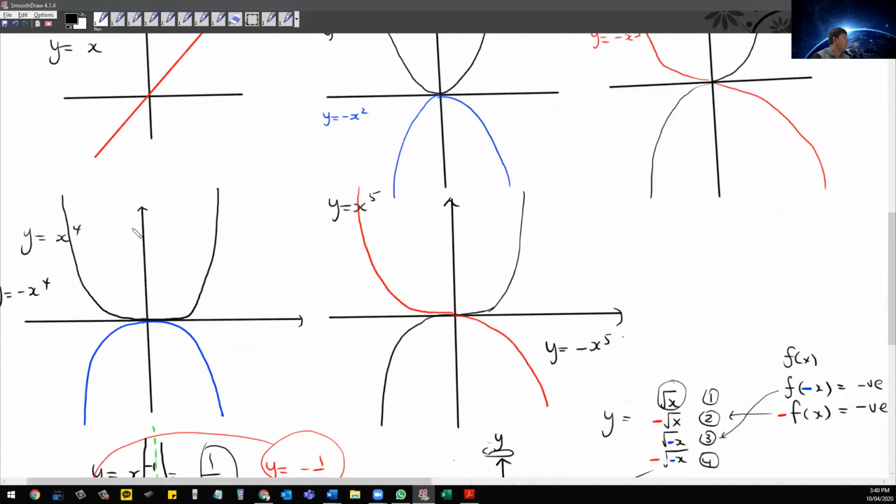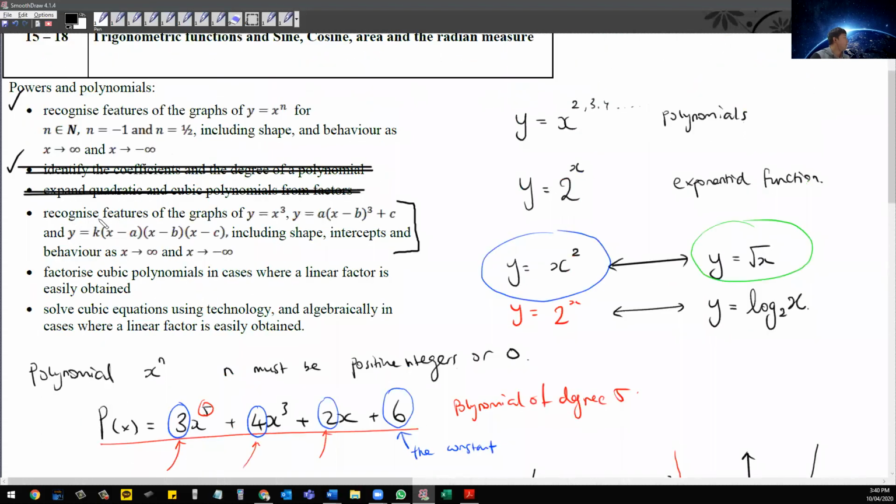So if you look at the course outline here, recognize features of this graph, which is the vertex form, right? And this graph, which is the factorized form. So including shapes, intercepts, and behavior. So this is our B. Factorize cubic polynomials in cases where a linear factor is easy to obtain. So that's A. Okay, so we'll talk about those two now.